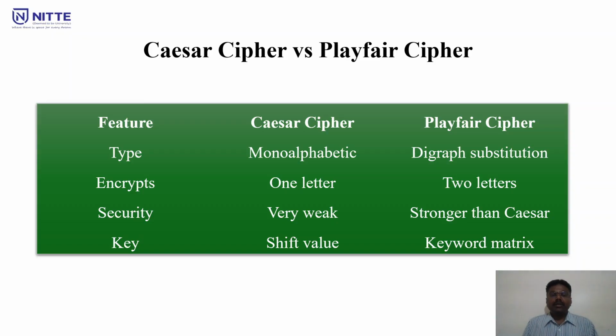When it comes to the comparison, let's see how the Caesar cipher versus the Playfair cipher works. With respect to the features, the type: Caesar is mono-alphabetic, where we replace a single letter with the letter at another position. But Playfair works with a digraph, or a pair of letters. Caesar performs the encryption with one letter, and here it is two letters. The security of Caesar is very weak, and Playfair is stronger. The key value in Caesar is the shifting value, that is k equal to 3, and in the case of Playfair I use a keyword matrix.